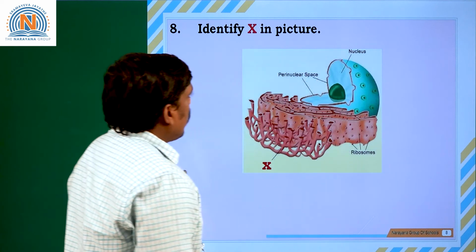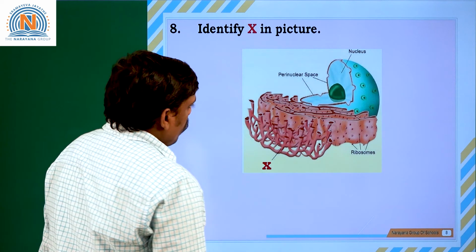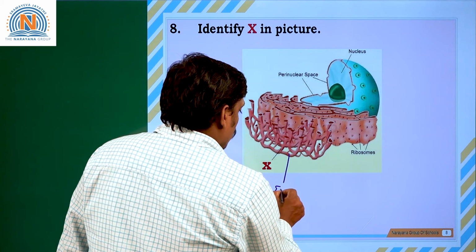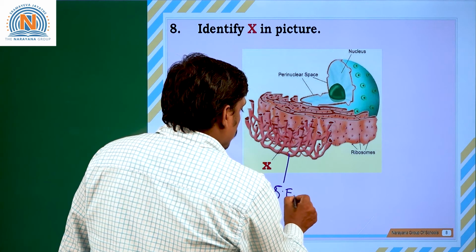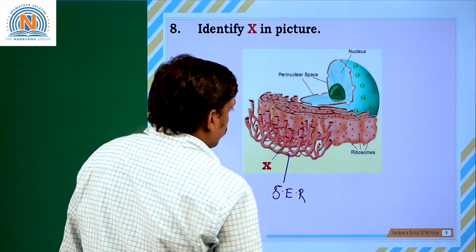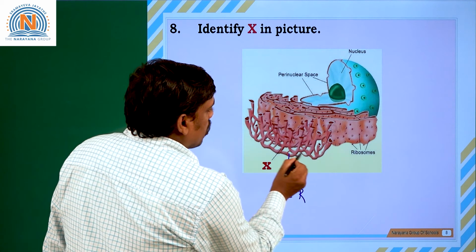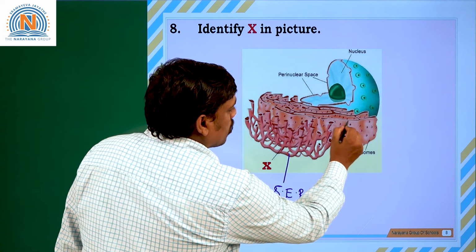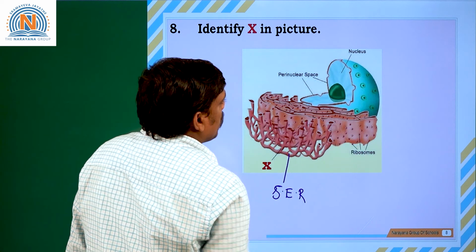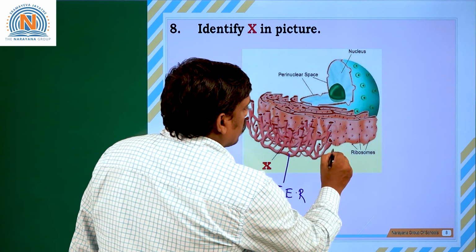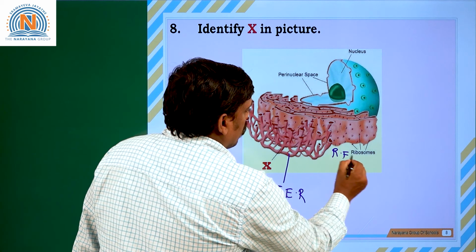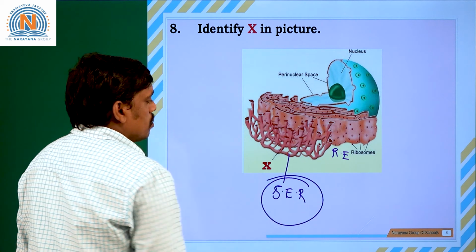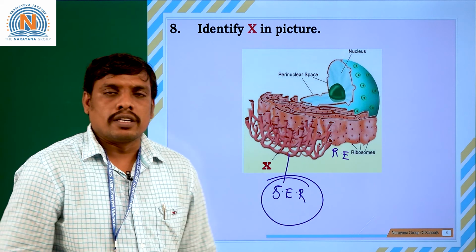Identify the X in the given picture. Definitely it is smooth endoplasmic reticulum, isn't it? Why? Because you can't see the ribosomes on its surface. Whereas here ribosomes are seen in a specific area of endoplasmic reticulum, that is called rough endoplasmic reticulum. But here you can't see the ribosomes on its surface. So the given figure is smooth endoplasmic reticulum.